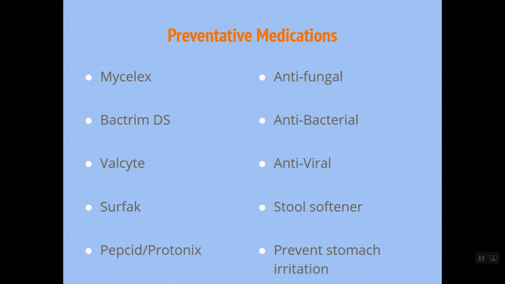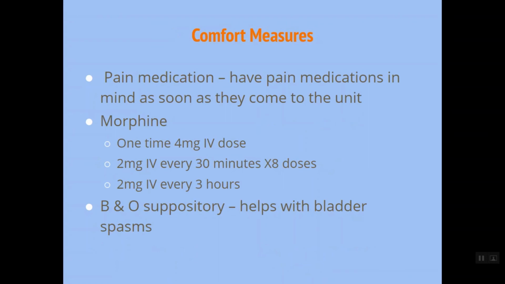Another medication that they'll be getting is Bactrim, which is an antibacterial agent, and Valcyte, which is an antiviral. They will get a Surfak or a Colace as a stool softener, and Pepcid or Protonix to prevent stomach irritation. They are also going to be receiving pain medication post-operatively.